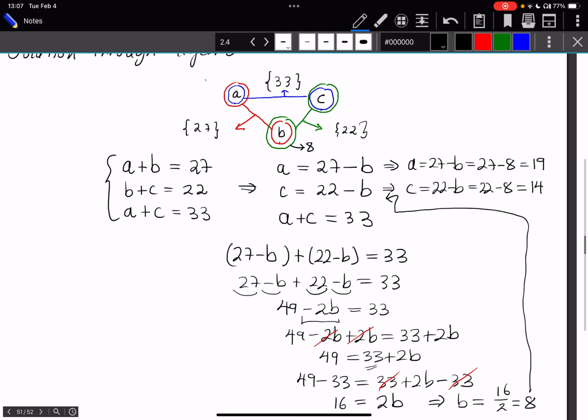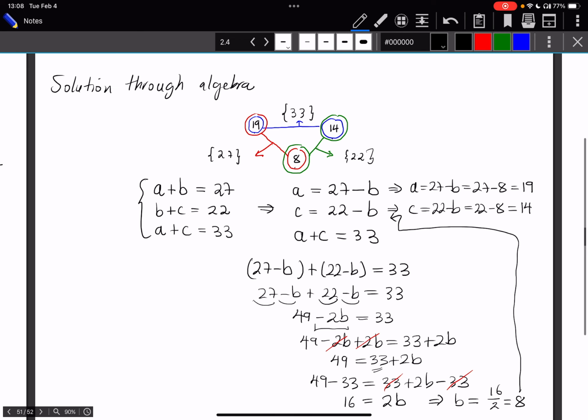So A is 19 and C is 14. We end up with the same diagram we found as we guessed. So A is 19, B is 8, and C is 14. Okay, so this is an algebraic way of solving this problem because we have 3 unknowns. We introduced 3 variables, A, B, and C.